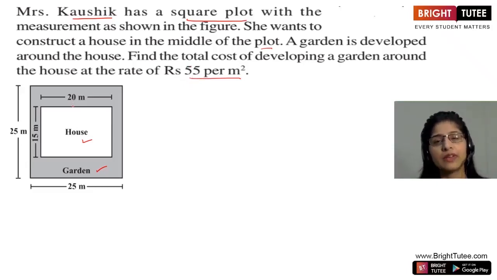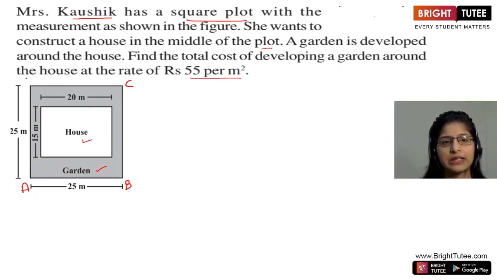Now, first of all, we must know the area of this garden, that is grey colored here. Only then we can find out the cost. Okay, so can we find out area of the square? You can just name it A, B, C, D. This is the square plot that she has, and suppose E, F, G, H. This is the rectangular plot where she wants to have the house. So from this square plot, if I subtract this rectangle's area, what we will be left with? We will be left with the area that is there for gardening.